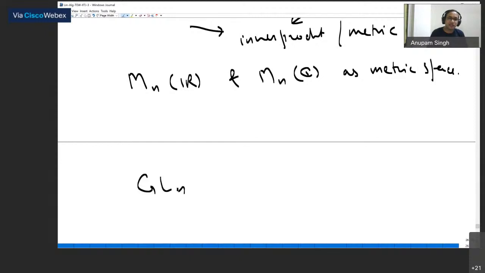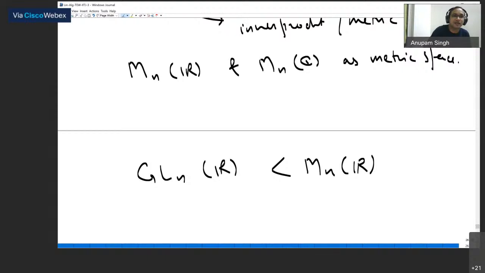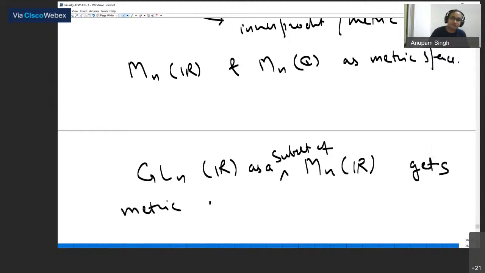And then we have these kinds of groups that we defined just now. Then we can have a subgroup GL_n(R) of M_n(R). M_n(R) is a metric space, but it need not be a group, since I'm thinking of it as additive. So I have to think of GL_n(R), which is a group. Let me correct this. GL_n(R) as a subset of M_n(R) gets the metric topology, and it becomes a topological group.